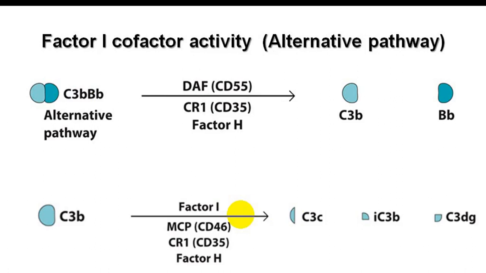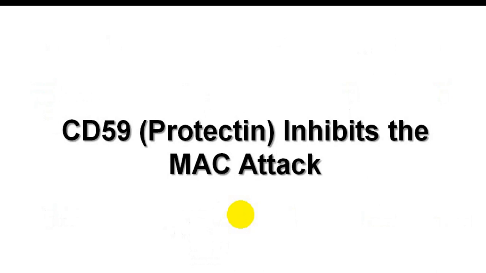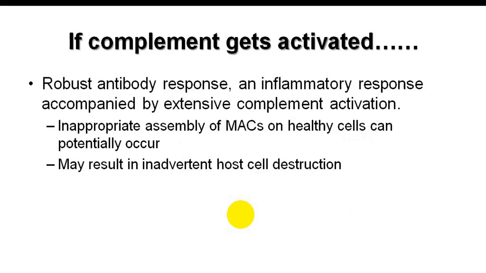Now comes the last level of regulation. You have CD59, also called protectin. This protectin inhibits the membrane attack complex. It's the last resort. Even when everything else has happened, the complement system can still be regulated at the level of the membrane attack complex. No formation of membrane attack complex means no complement mediated lysis, and with no complement mediated lysis, the host cell can always be protected from that of a pathogen.